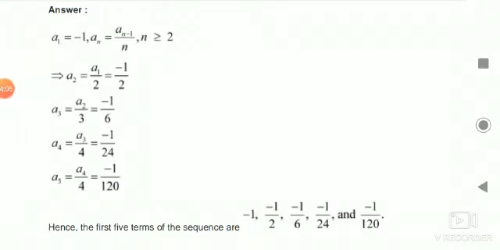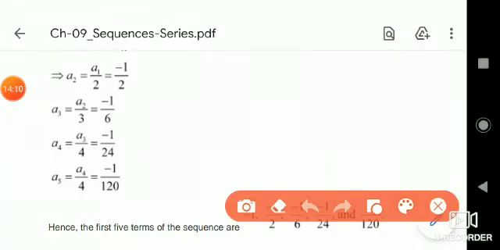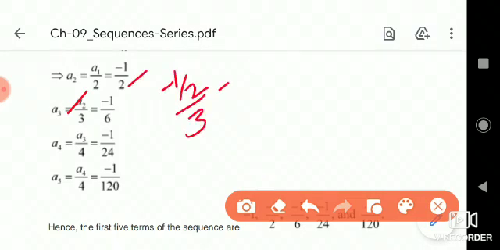Now let me find out one more term. a3 = a(3-1)/3, that is a2 divided by 3. But our a2 is minus 1 by 2. Minus 1 by 2 divided by 3 gives minus 1 by 6. Therefore the third term of the given sequence is minus 1 by 6.